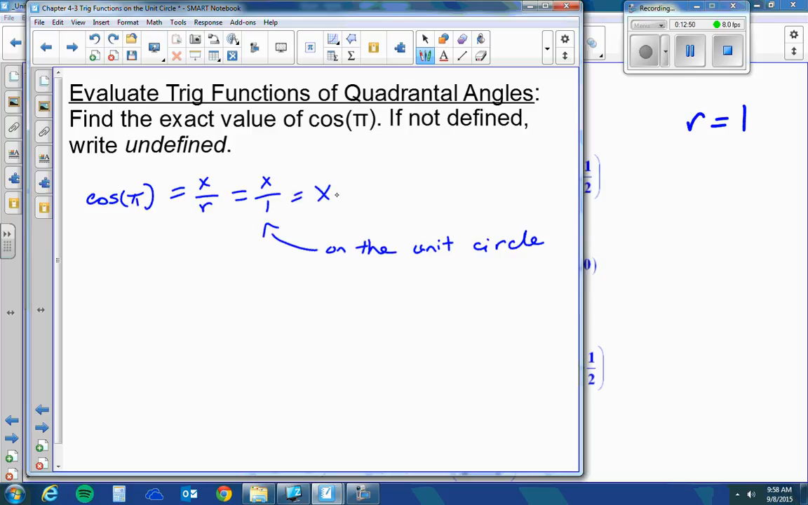So, on the unit circle, cosine is just the x. And only on the unit circle.